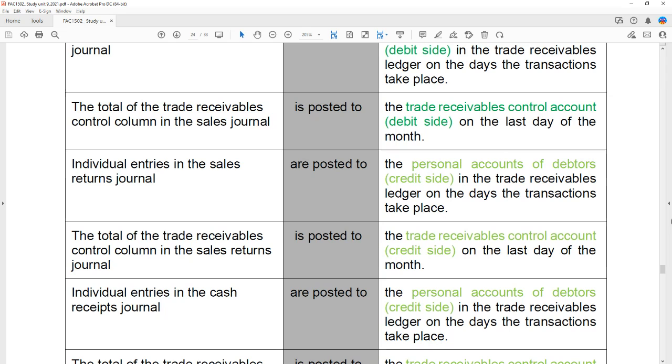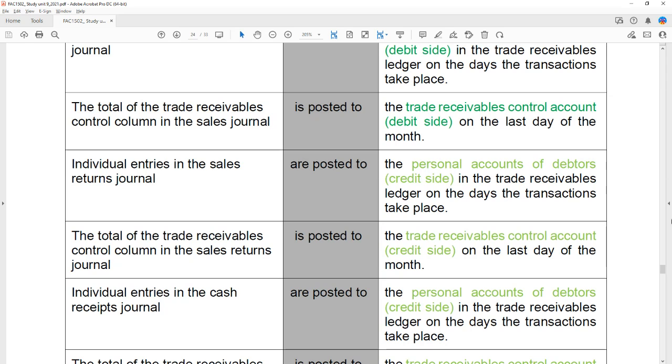Now, when they return it, the amount that they owe you will decrease because they have sent back some of the inventory that they bought from you. So definitely the balance, the amount that they owe you, must decrease. And we said to decrease an asset, because a debtor is an asset, assets decrease on the credit side. So that's the reason why all these sales returns must be recorded on the credit side of the account of the debtor.